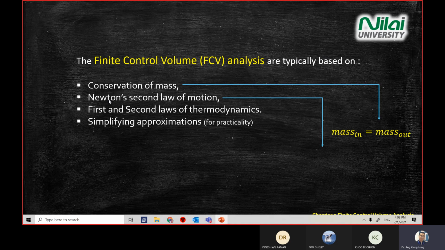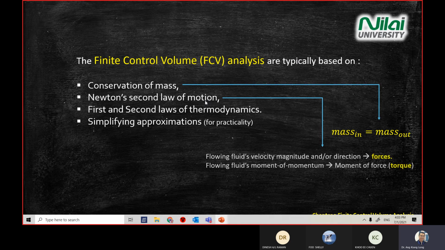We will look at the second item here, which is Newton's second law of motion, which is F equals ma, or we will deal with momentum. We deal with momentum, and we deal with torque also. In the following few slides, you will see that we are no longer focusing on m dot, but we will look at Newton's second law of motion, where we will look at force and torque or moment, a twisting moment that happens inside the system.